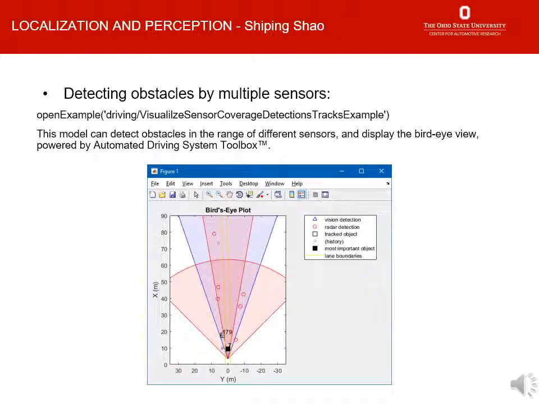The first example is detecting obstacles by multiple sensors. In this model, it can detect obstacles in the range of different sensors. You can see the red arrow is the range of the radar detection, and the blue arrow is the range of vision detection. And the model can display its obstacles by using a bird's eye view. And this model is powered by Automated Driving System Toolbox.